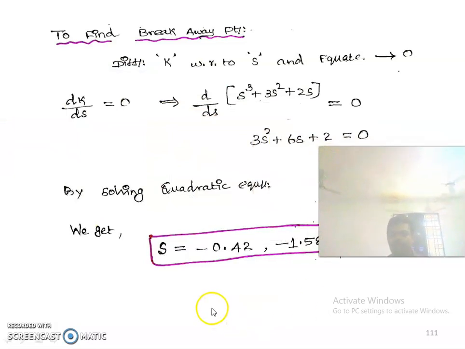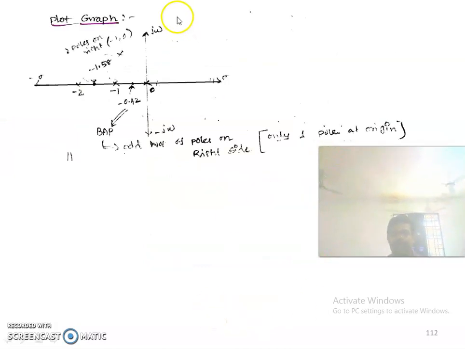Now we have to check which one is a breakaway point. So in the graph, we are making a small graph and plotting. First, consider -0.42. When you are considering -0.42, only one pole is lying to the right of that point. 1 is an odd number, so this point -0.42 is a breakaway point.